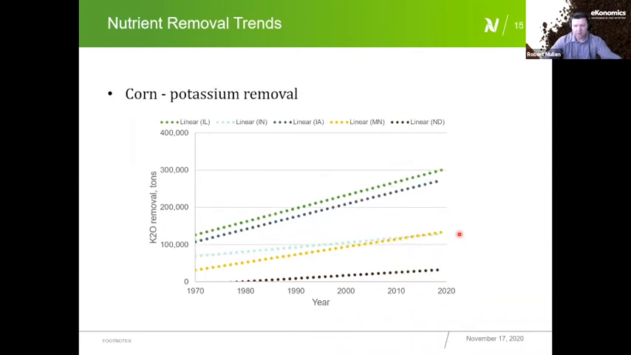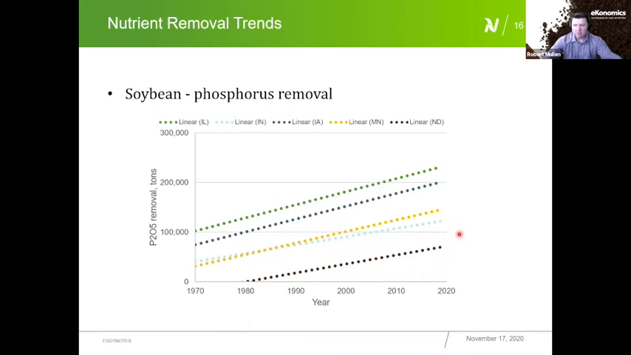Corn potassium looks very similar. I'm going to start going through these relatively quickly because we are starting to run a little bit short of time. Then we have soybean phosphorus removal. Again, what you would expect with the yields that we're achieving and the acres of crops that we are planting today. I continue to focus on these 5 states.